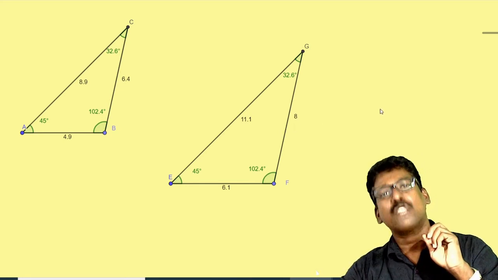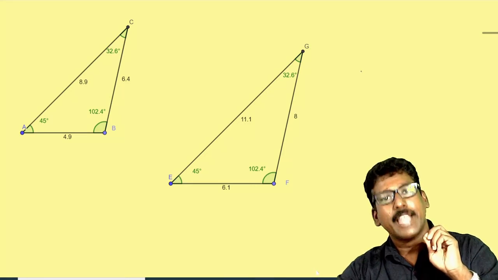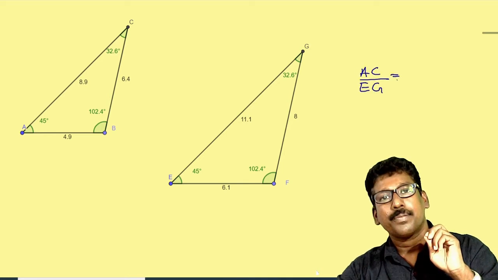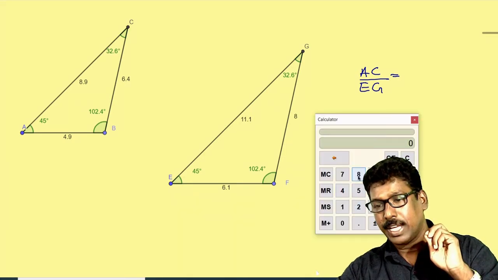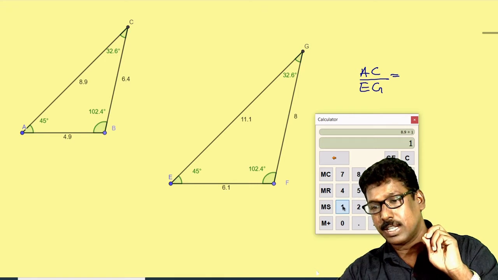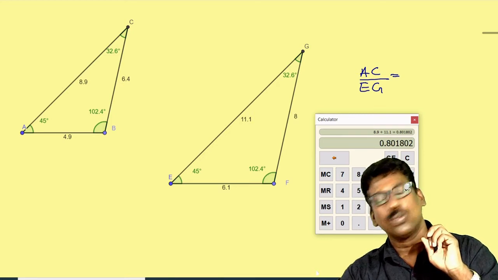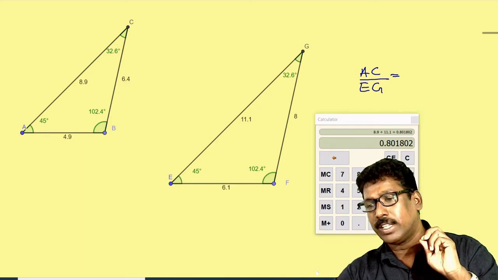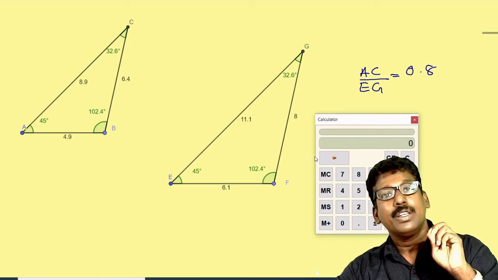Now, let us find out the ratio of the corresponding sides. What is AC by EG here? AC by EG is equal to 8.9 divided by EG, which is 11.1. That is equal to 0.801802, or for one decimal place you can write it as 0.8.